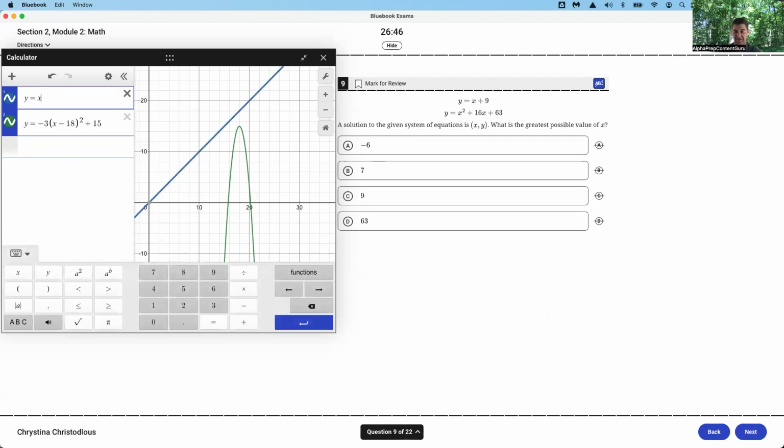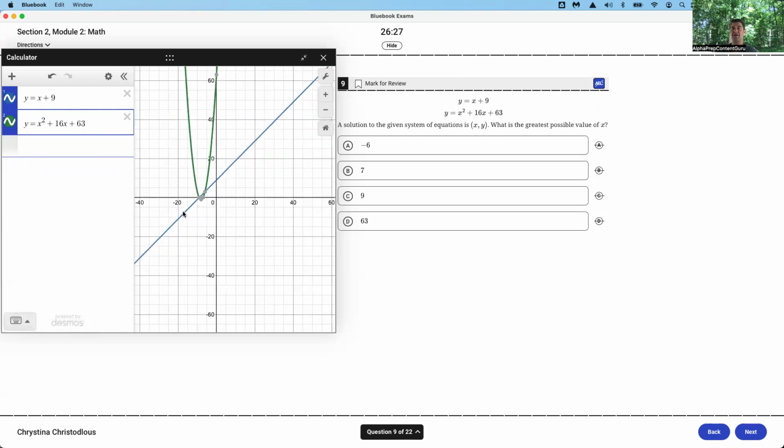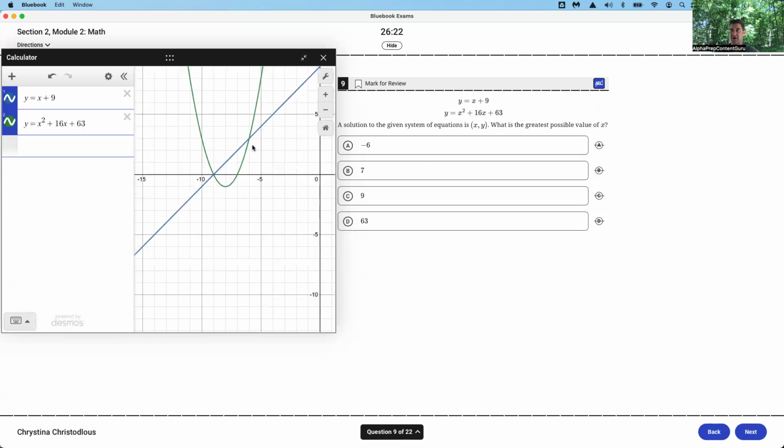All right, well, we have another system of equations. Not sure what's up with test 5, module 2 hard, but so far we are relaxed. Let me go like this, x squared plus 16x plus 63, and a solution of the given system of equations x, y. Okay, so we're looking to literally see where they cross. We are looking for the greatest possible value of x. So there are 2 solutions here. I'll click here. Here's one solution and here's another. The 2 options for x are -9 and -6.